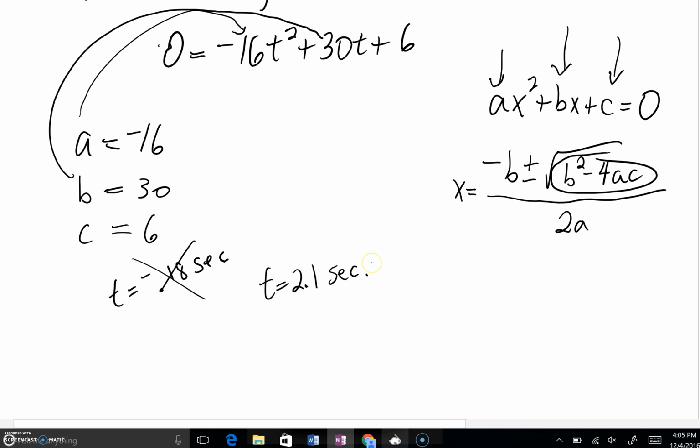And we can say then that the baton hits the ground 2.1 seconds later.